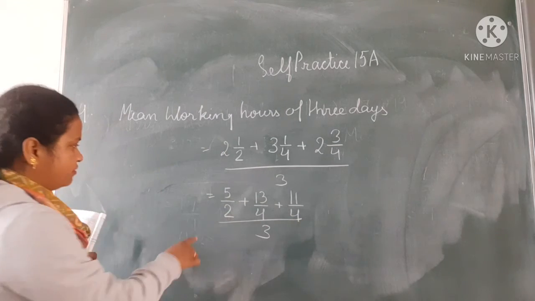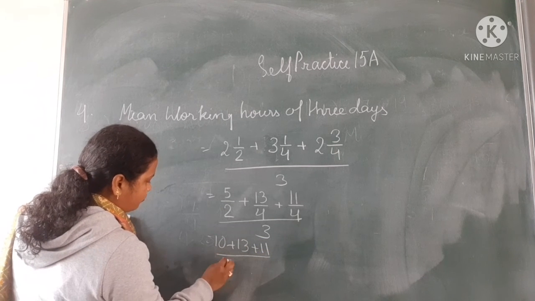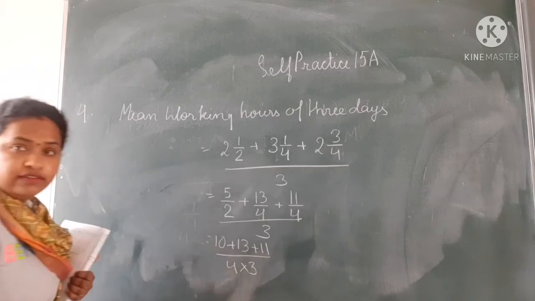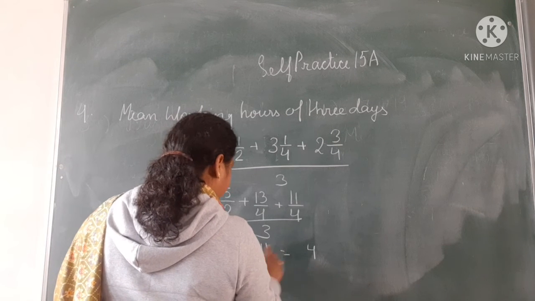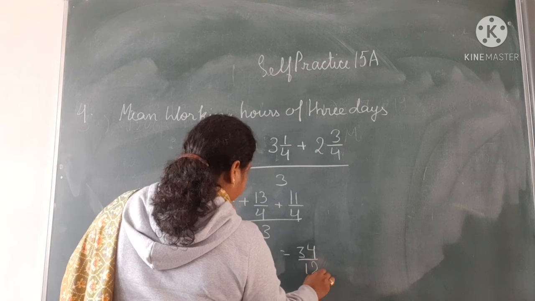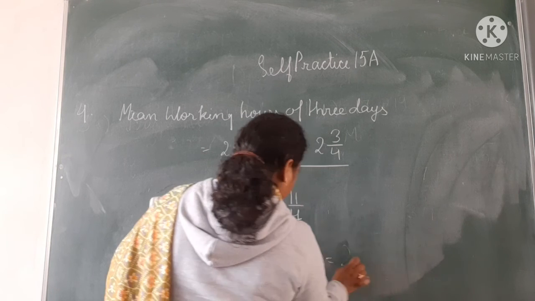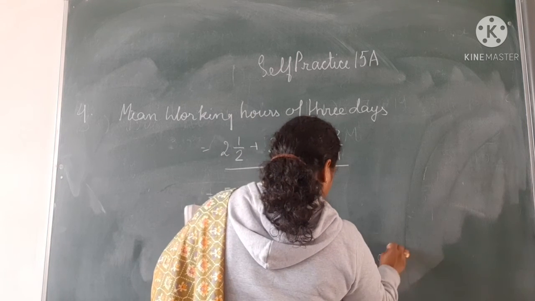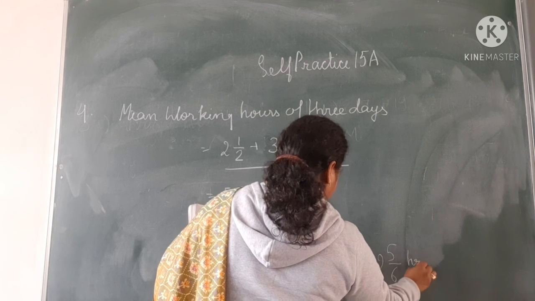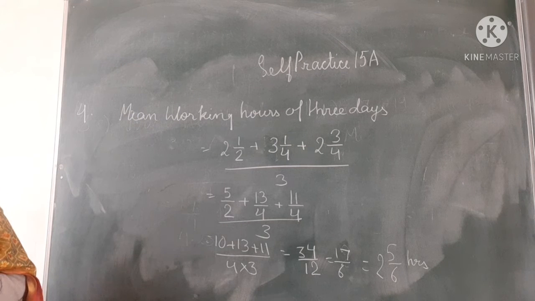Now you will get 10 plus 13 plus 11 upon 4 into 3, that is 12. You will have 34 upon 12, that is 12 2s are 24. You can reduce it also here. 17 by 6, 6 2s are 12, 2 whole 5/6 hours. How much will it be? 2 whole 5/6 hours a day. This is the working time.